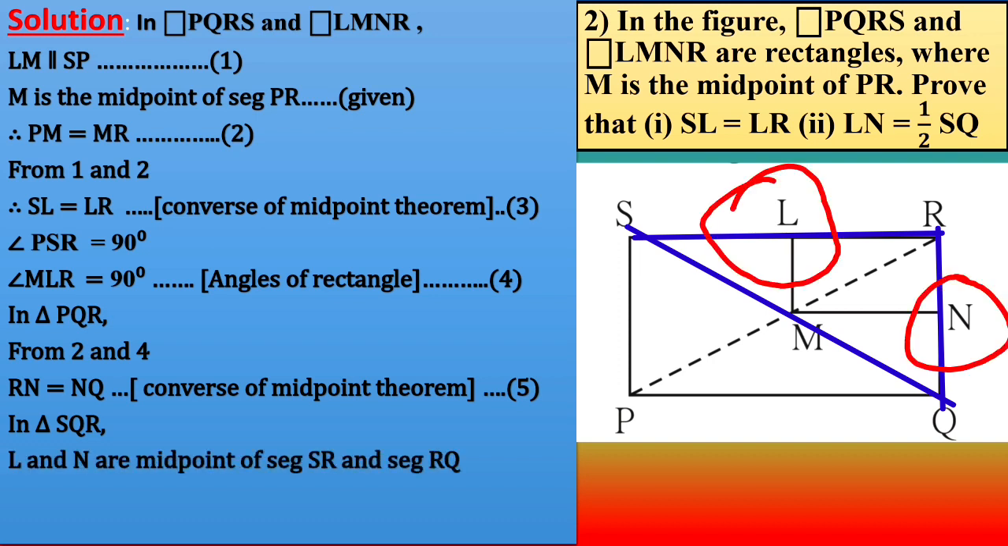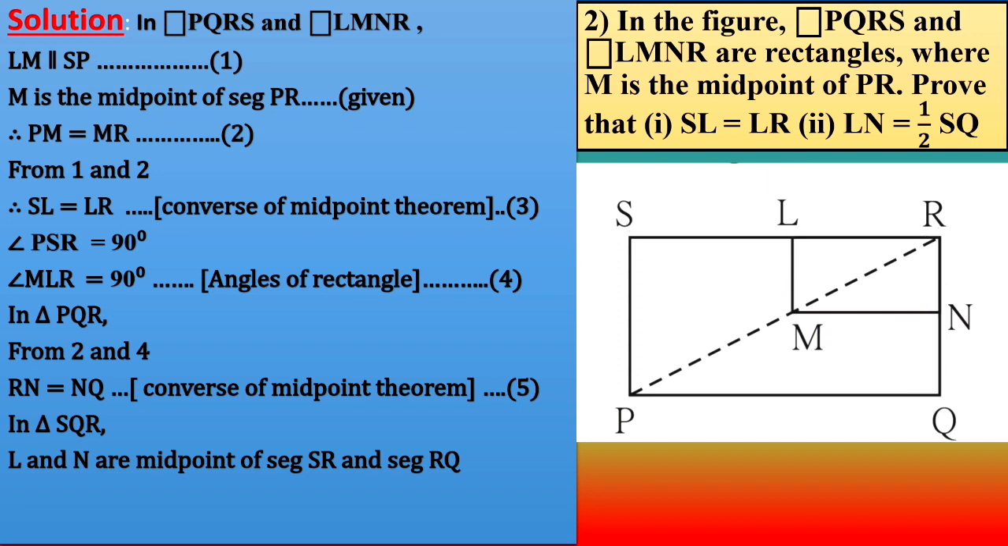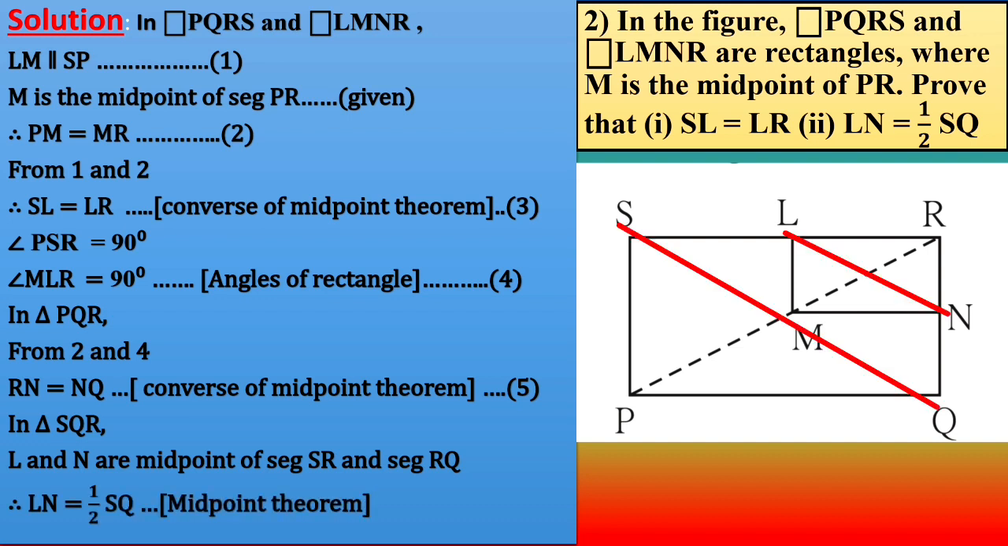So here L is the midpoint of SR and N is the midpoint of RQ, right? So if we join the segment LN, both are midpoints, so LN is parallel to SQ, and LN will also be half of SQ by the midpoint theorem. So here we have proved LN is half of SQ by the midpoint theorem. I hope you have understood.